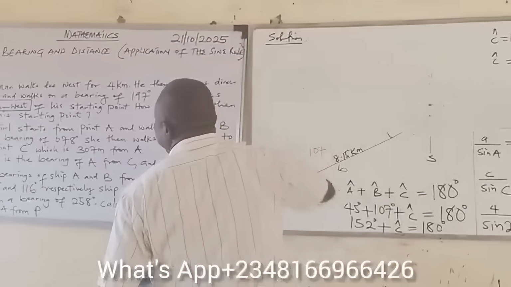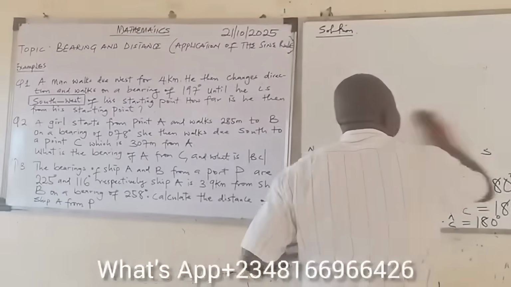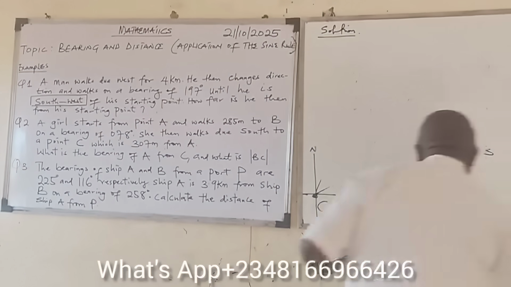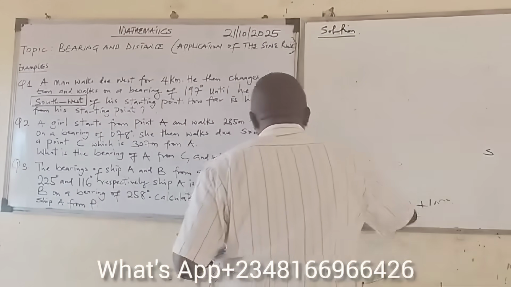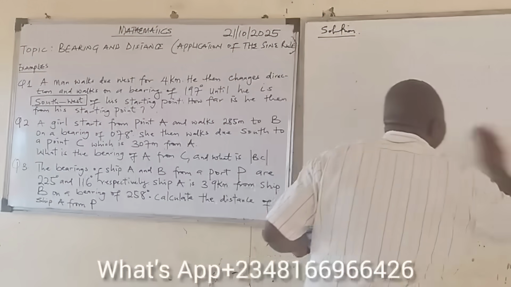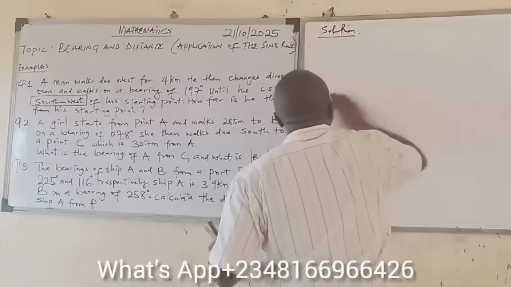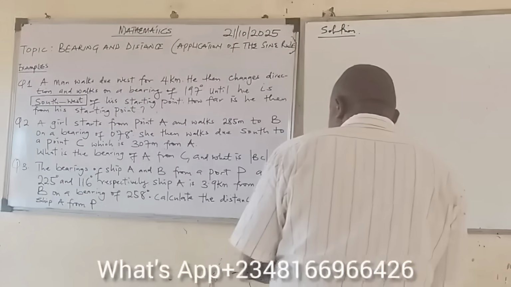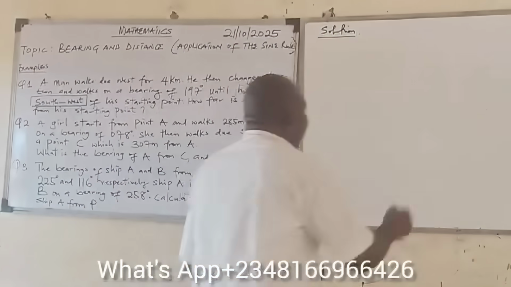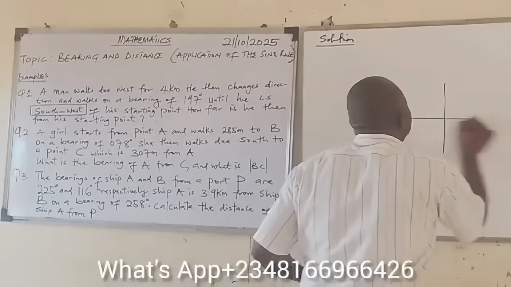Now, for question number 2, they said a girl starts from a point A and walks 285 meters. Now, let's look at this. She starts from a point A. Now, let's bring out our 4 cardinal points.